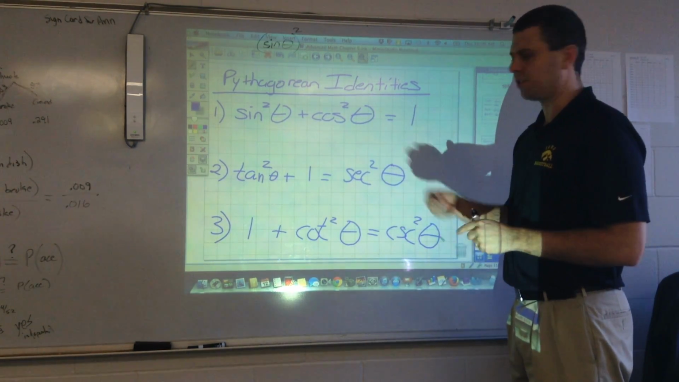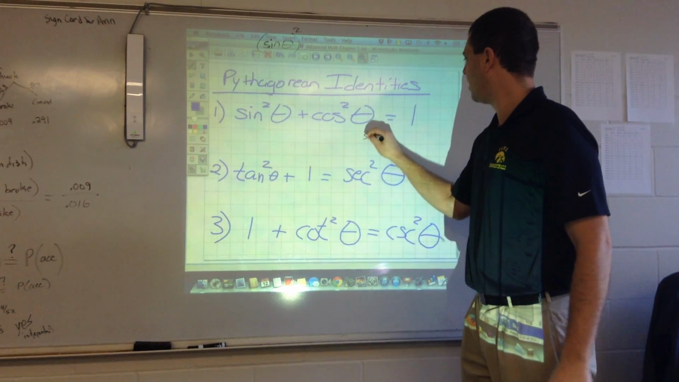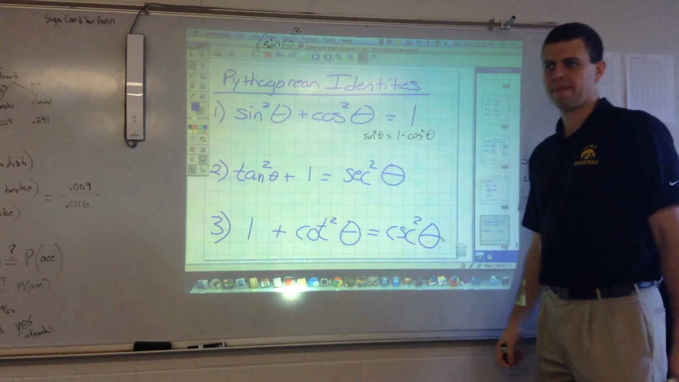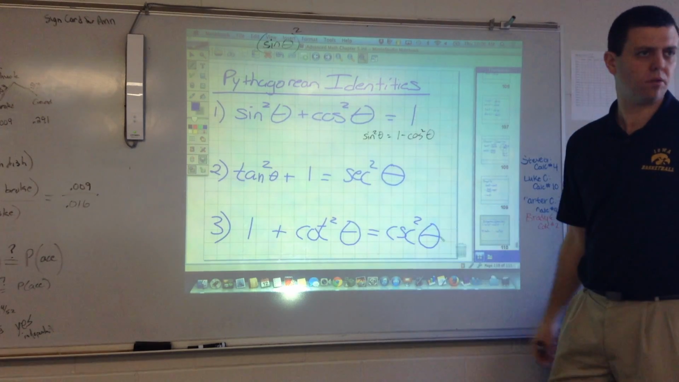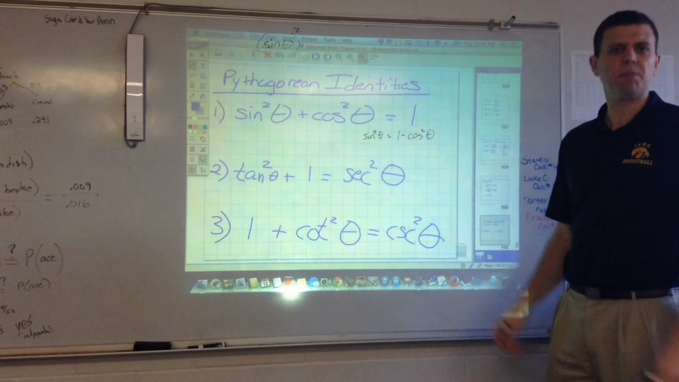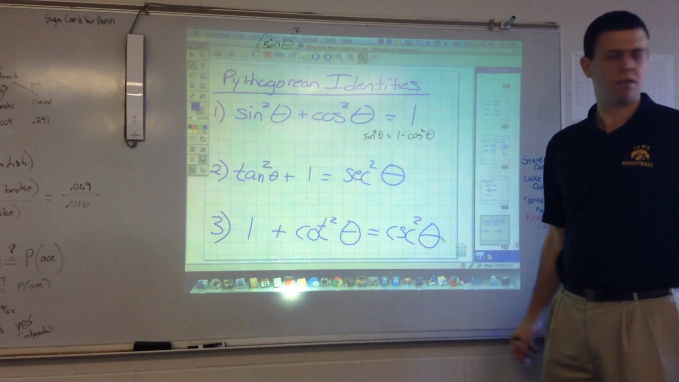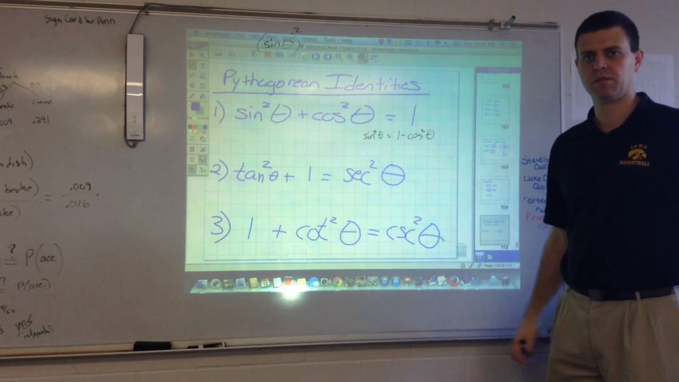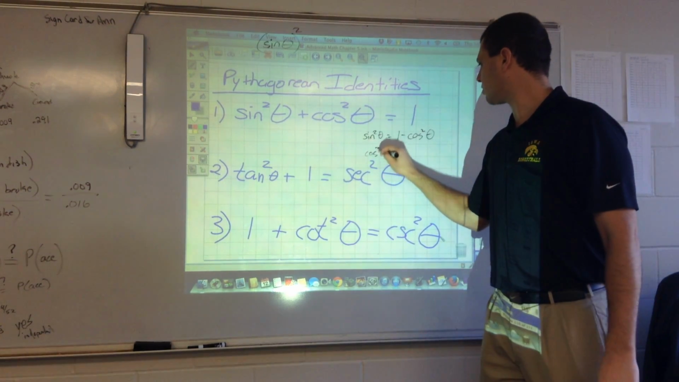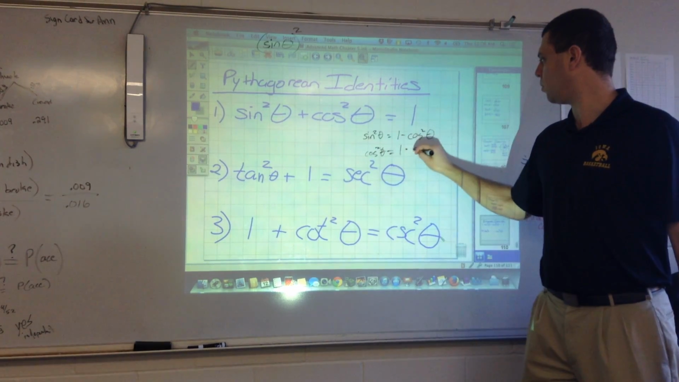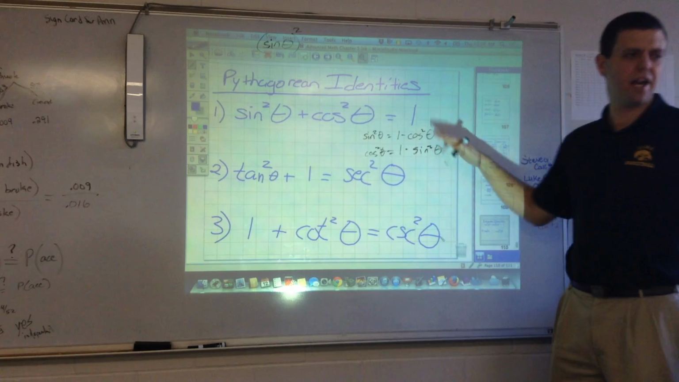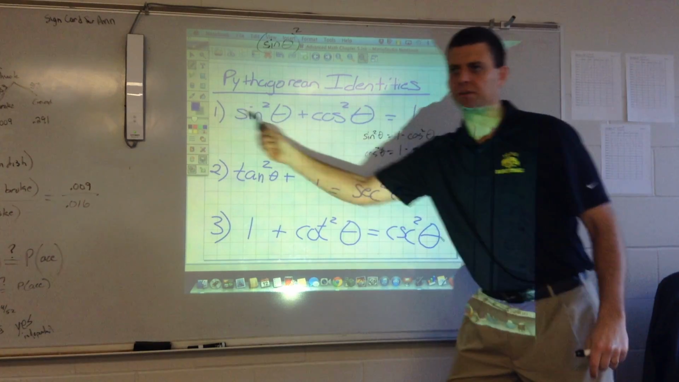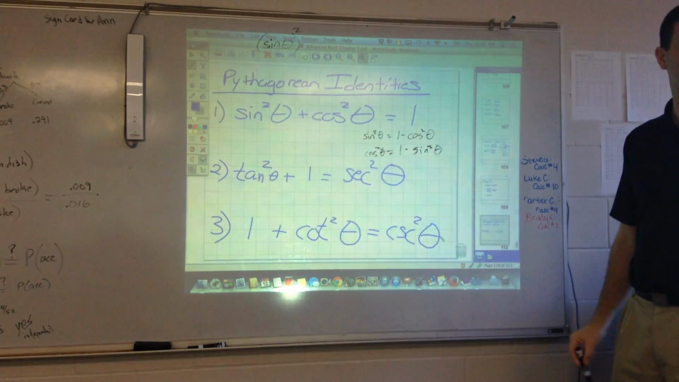Would you also agree, guys, on this top one, that sine squared is the same as 1 minus cosine squared? If I just subtract cosine squared from both sides, you'd agree this is true? Keep that in mind. This shows up a lot. If you ever see 1 minus cosine squared, you can just replace it with sine squared. They're the same thing. Cosine squared would be equal to what? 1 minus sine squared. These are also Pythagorean identities, but they come from the main Pythagorean identity, so just be aware if you ever see those.